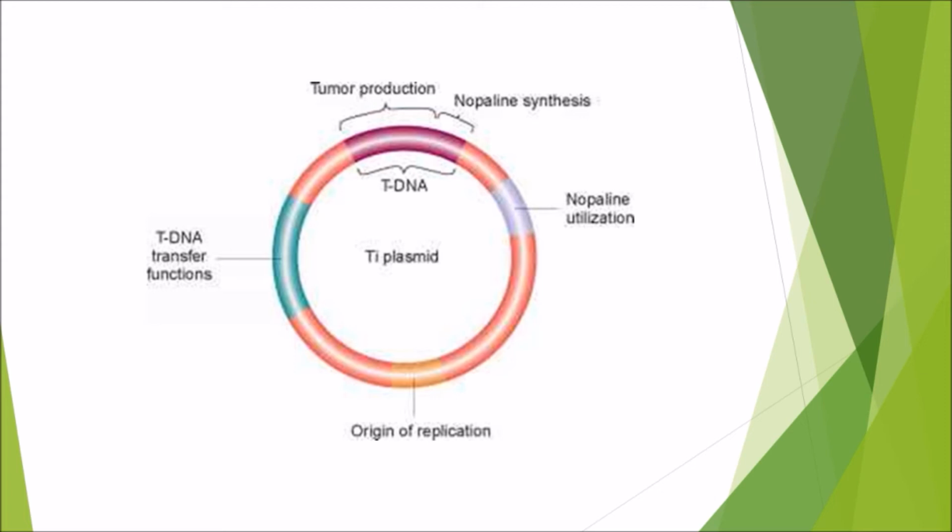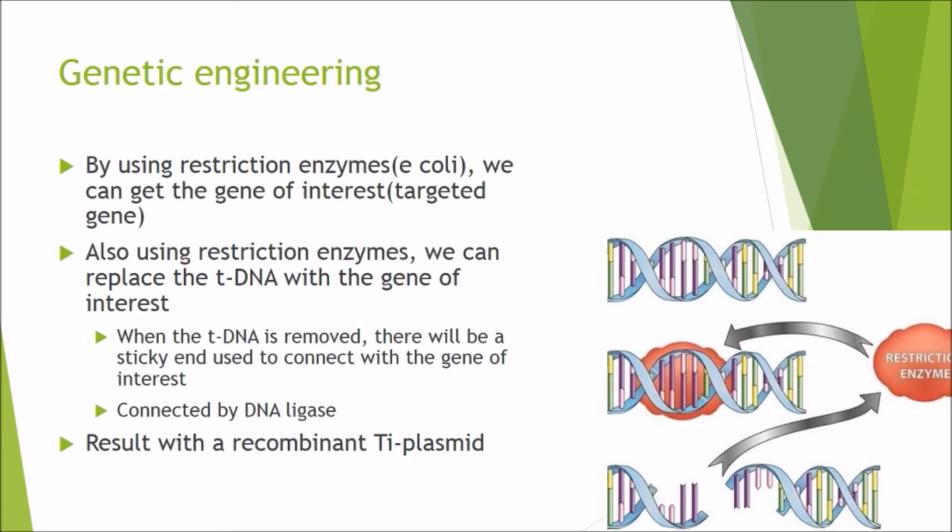This is a Ti plasmid. The tDNA is the main sequence that gets injected into the plant cell. What is special about this plasmid is that it can be accepted by the plant cell. The way to use this as an advantage is to replace the tDNA with a gene of interest.